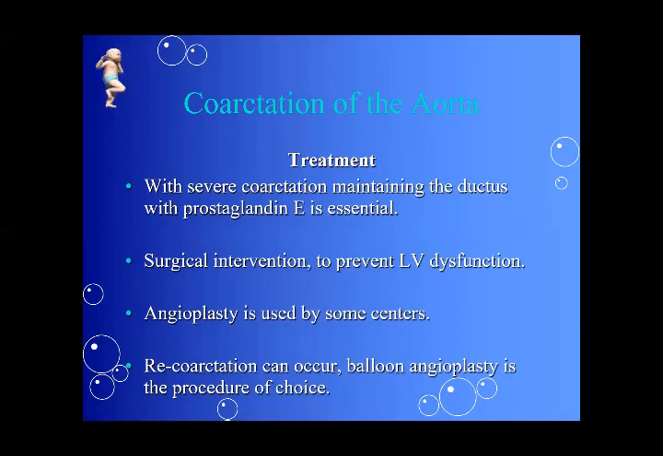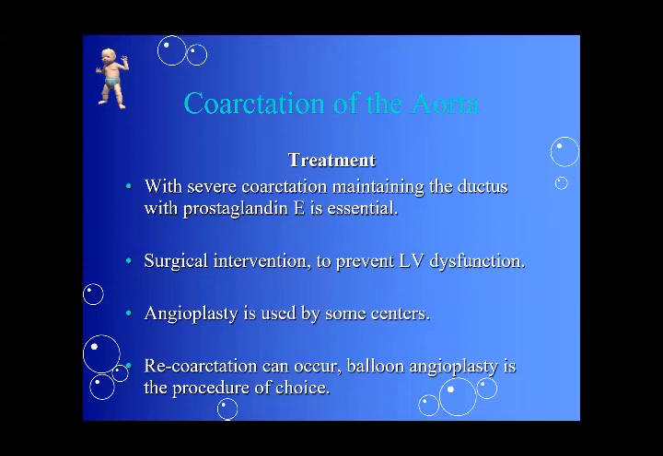With severe coarctation, we need to maintain the ductus, we need the ductus arteriosus to be patent so that the blood is shunted into the peripheral circulation through this ductus.